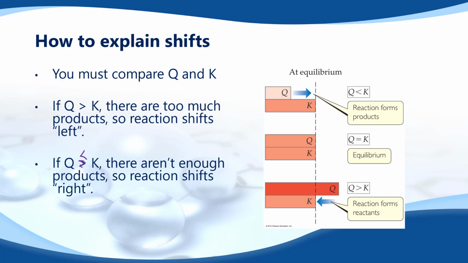There have been questions on the AP exam since 2013 where they've asked you to predict the direction of the shift, and if you did not specifically mention Q versus K, you did not receive any credit for it. Right, so please make sure that you keep that in mind.